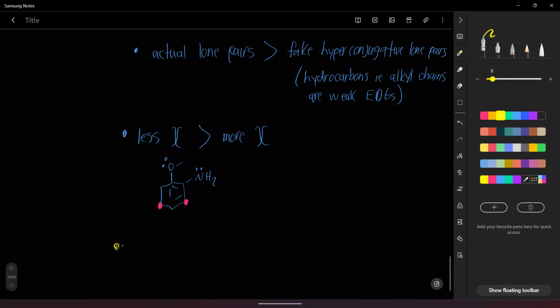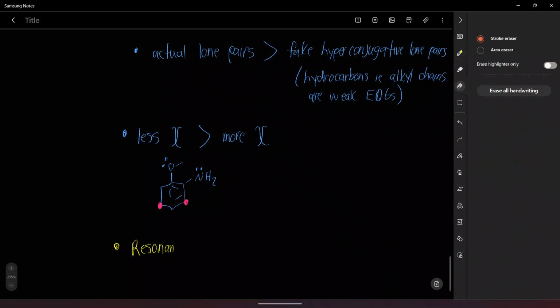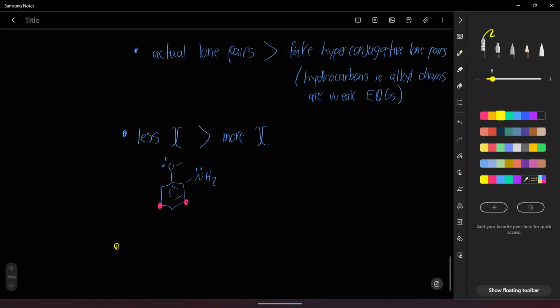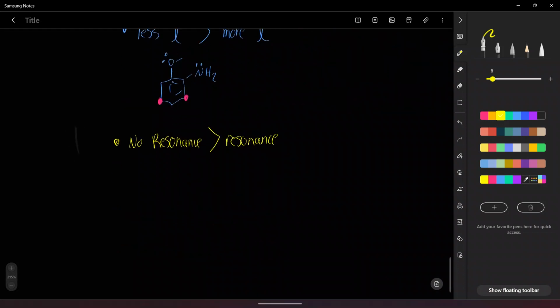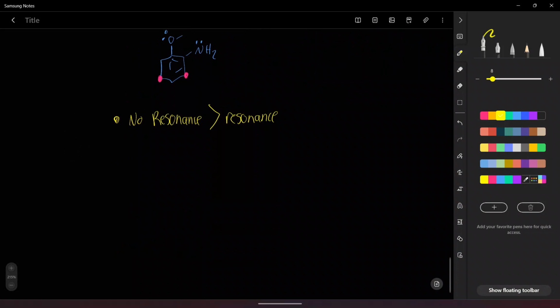And then the final thing is that resonance... Well, I'll keep it so that everything is flowing in the same direction. So no resonance is going to be a stronger donator than resonance. And that should make sense to you as well. If something is resonating, I should say no resonance besides the ring, obviously. No resonance besides the ring, and then resonance besides the ring. Okay.